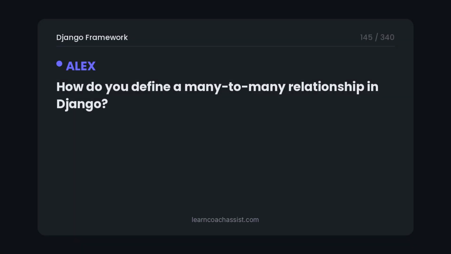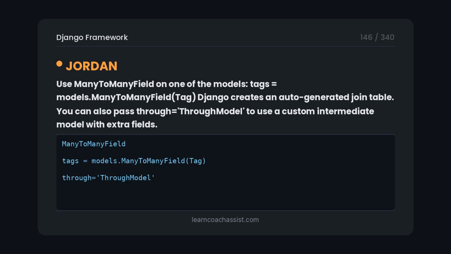How do you define a many-to-many relationship in Django? Use ManyToManyField on one of the models. tags = models.ManyToManyField(Tag). Django creates an auto-generated join table. You can also pass through=ThroughModel to use a custom intermediate model with extra fields.